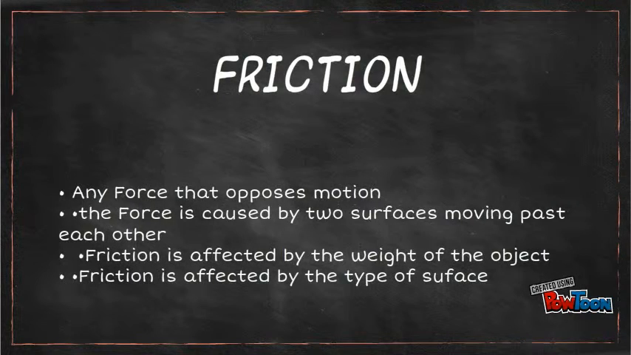Friction: any force that opposes motion. The force is caused by two surfaces moving past each other. Friction is affected by the weight of the object. Friction is affected by the type of surface.